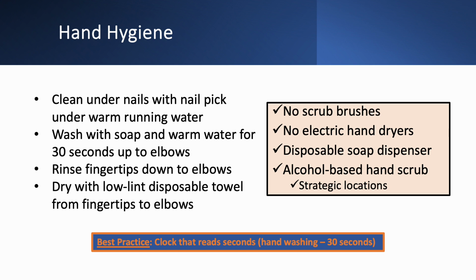warm running water. We need to wash our hands with soap and warm water for 30 seconds up to our elbows and rinse from our fingertips down to our elbows. And we also need to use a low-lint disposable towel to dry from fingertips to elbows. When we wash our hands for 30 seconds, we need to ensure that we watch a clock to track that 30 seconds. Remember, no scrub brushes, no electric dryers, and soap dispensers may not be refillable. And also alcohol hand scrub dispensers must be placed at strategic locations.